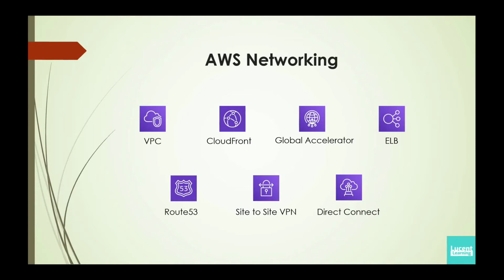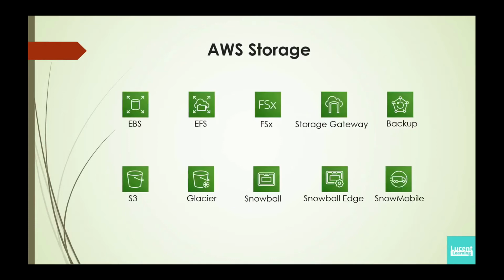Okay. Now site-to-site VPN and Direct Connect. These both services are used to connect your on-premises with the AWS cloud. Okay. Let's go to the next service, that is AWS Storage. AWS Storage has many services. The first one is EBS, that is Elastic Block Store. Elastic Block Store is the main storage for your EC2 instances, for your VMs.